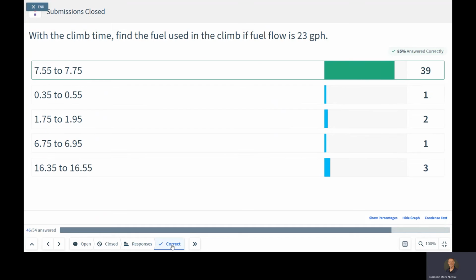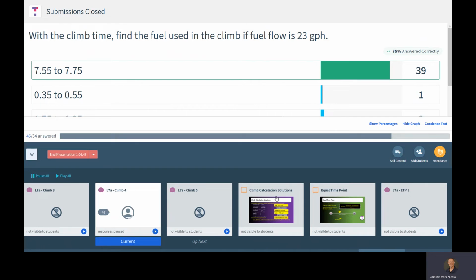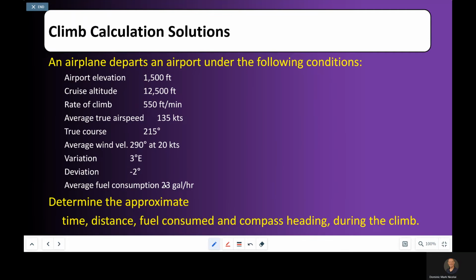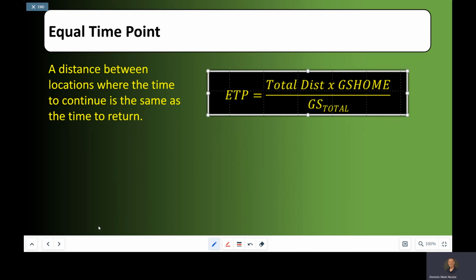So the correct answer is 7.7 gallons of fuel used. A lot of you got that one correct. All right, I got one more problem type to cover with you. Then we'll take our break.